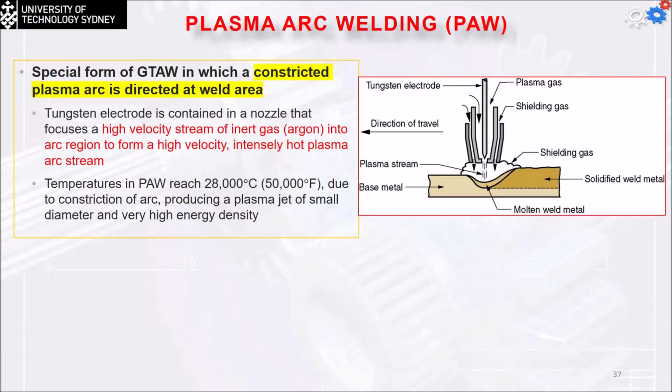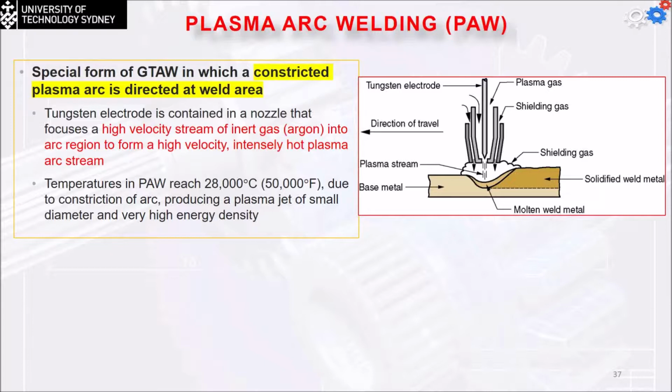So it is a special form of GTAW which is constructed as a plasma arc, which is directed at the weld area. The tungsten electrode is contained in the nozzle, as you can see here. This will focus the high velocity stream of the inner gas, which mainly is going to be argon, into the arc region from the high velocity intensity of the whole plasma arc stream. Temperature can reach 28,000 degrees centigrade. Producing a plasma jet of small diameter and very high energy can give you a very high density.